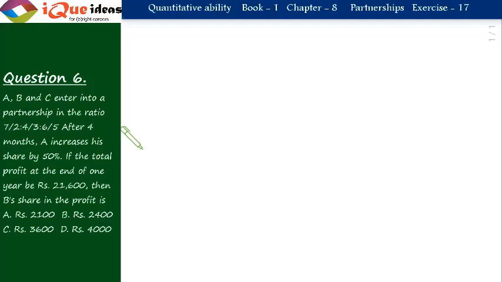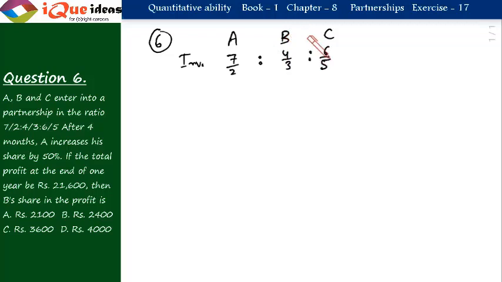Now, question number 6. It says A, B, and C enter into a partnership in the ratio 7 by 2 is to 4 by 3 is to 6 by 5. So it is A, B, C. Investment ratio is given already as 7 by 2 is to 4 by 3 is to 6 by 5. So first of all, what we need to do is simplify this ratio. Alright. How do we simplify? Multiply by the LCM of denominator. So 2, 3 and 5, LCM would be 30.